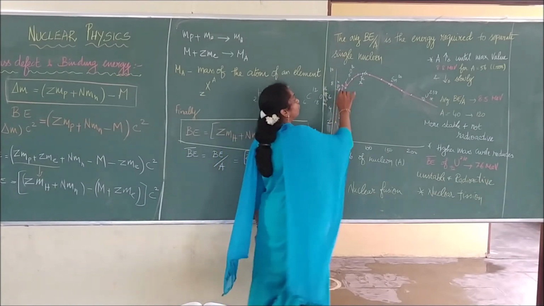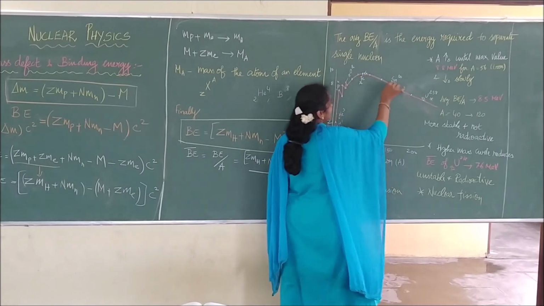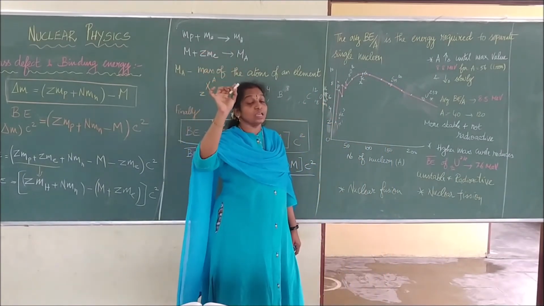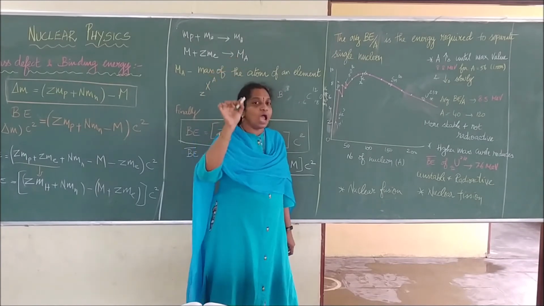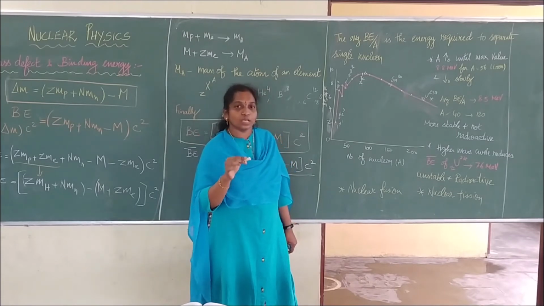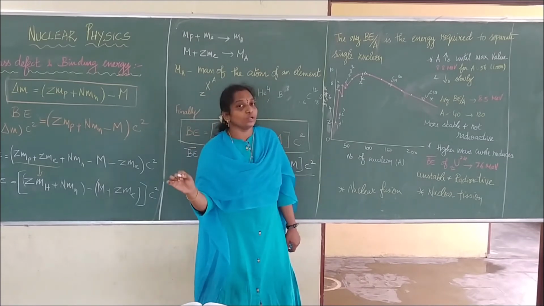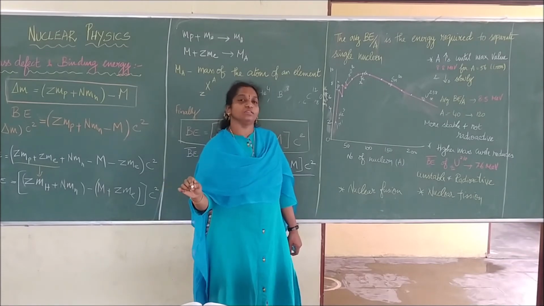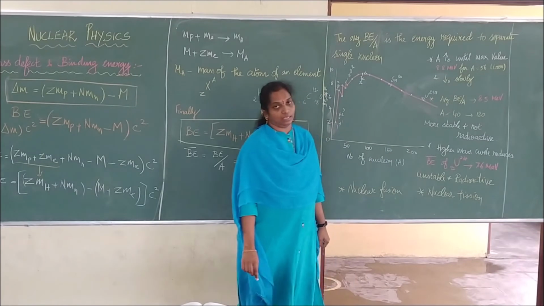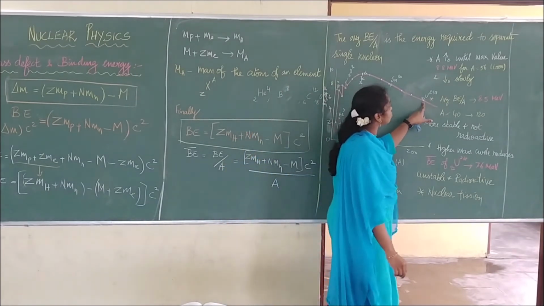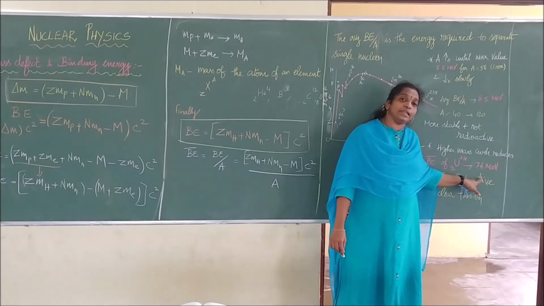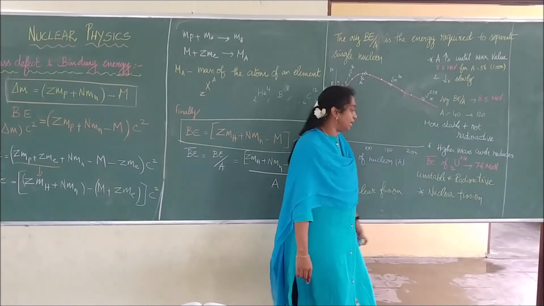After that, from 40 to 120, the curve is somewhat flat. Up to that, it is sharply increasing, and along the sharply increasing curve, elements with mass number 4 and multiples of 4 show a peak. From 40 to 120, a somewhat flat region is there. After 120, the curve slowly decreases and goes to a very low value for uranium. Uranium has a low binding energy of 7.6 million electron volt.